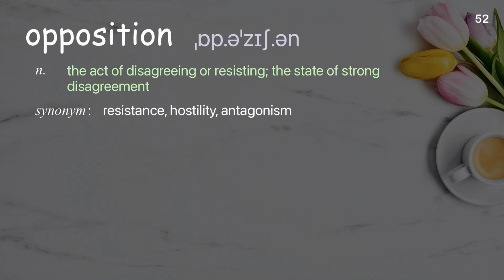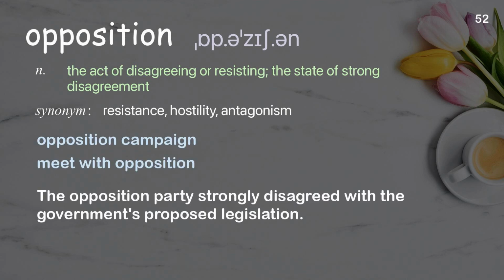Opposition. The act of disagreeing or resisting, the state of strong disagreement. Examples: Opposition campaign, meet with opposition. The opposition party strongly disagreed with the government's proposed legislation.